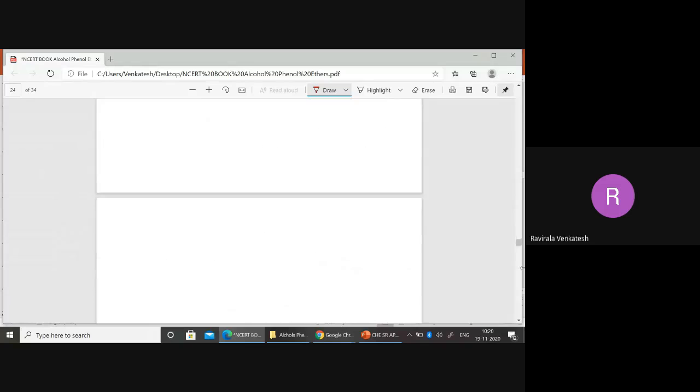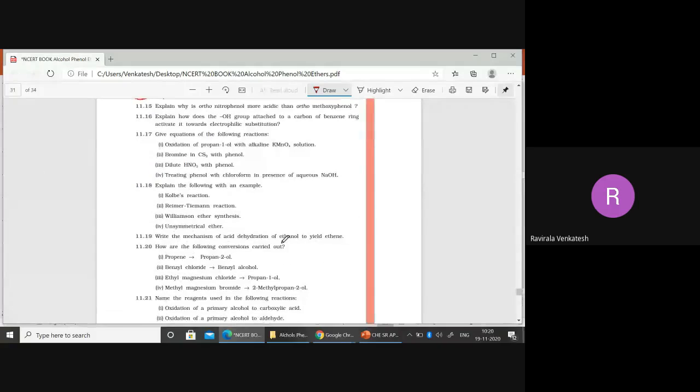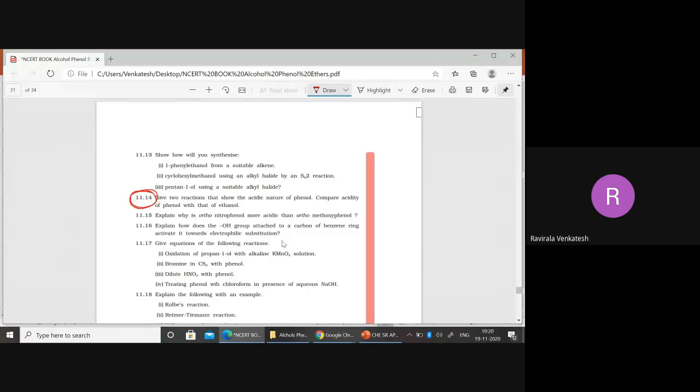Next, explain why orthonitrophenol is more acidic than the orthomethoxyphenol. ये क्वेश्चन है. Nitrophenol, which group it is? Electron withdrawing group. Methoxy group is what actually? Electron donating. So in the methoxyphenol, presence of electron donating group, less acidic. In orthonitrophenol, presence of electron withdrawing group, more acidic. है ना? Right.